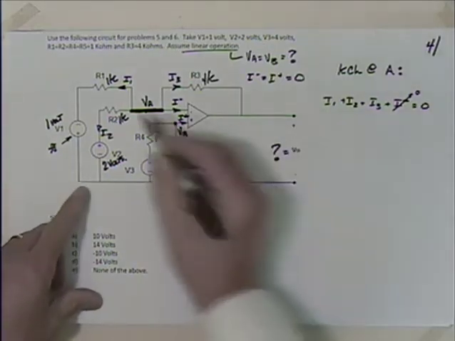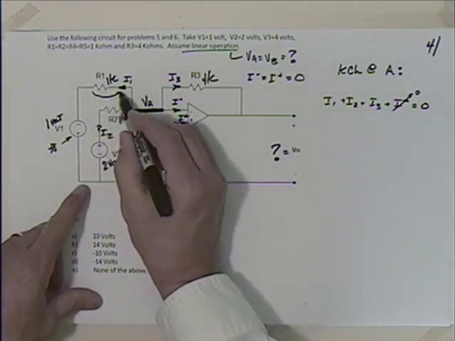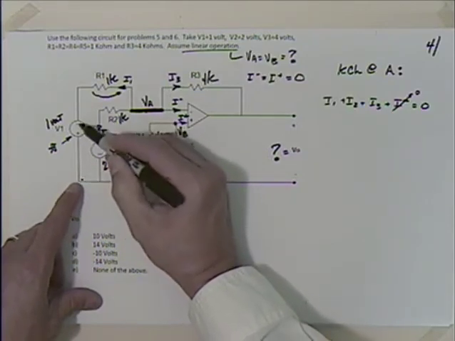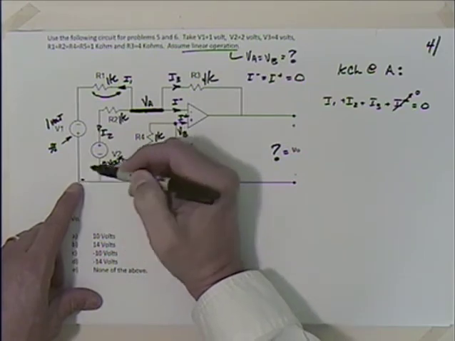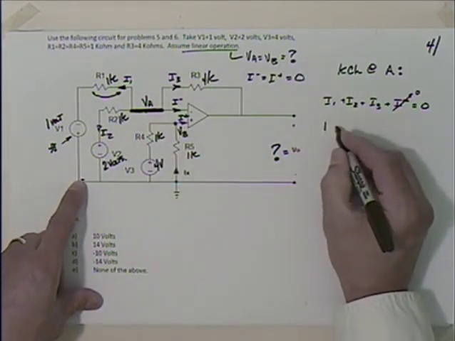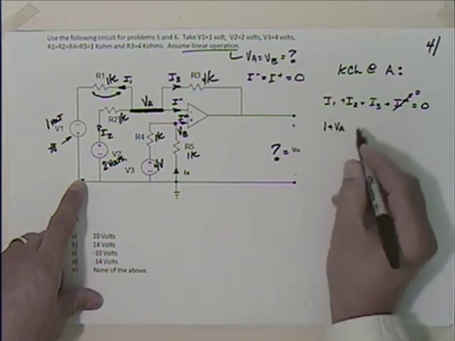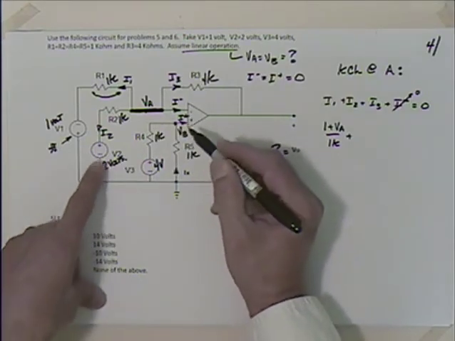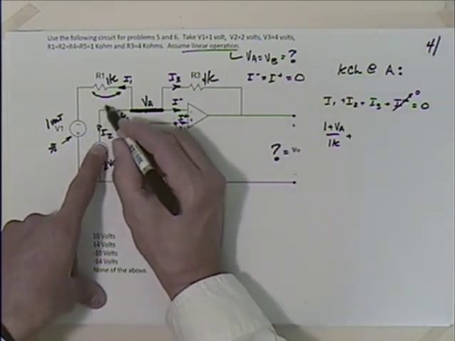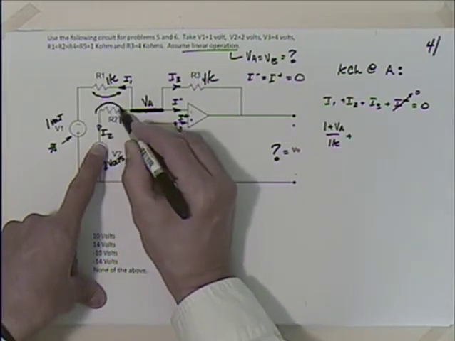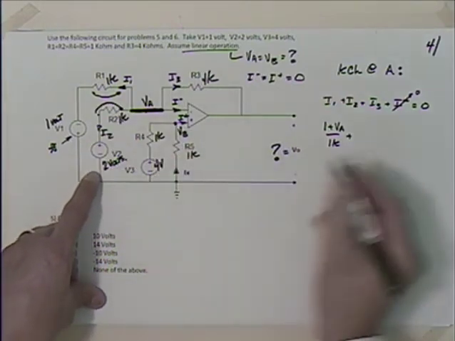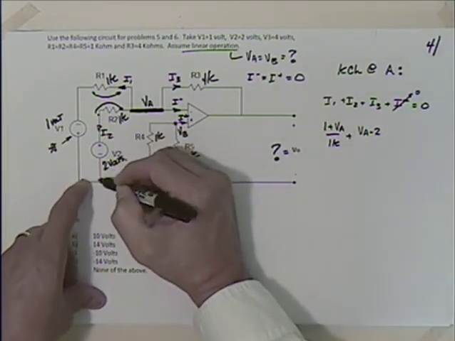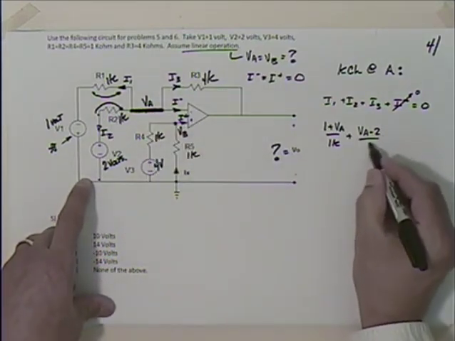So then I could talk about I1. I need to find the voltage like that. That's going to be from there to there, which we would normally say would be minus this source, but because of the polarity, I'm going from negative to positive, so that's a gain. So I'll have 1 volt plus VA, divided by 1K, plus I2. What's I2? I2 is going that way, so I need to find the voltage like this, which is going to be from there to there, that minus 2. So I'll have VA minus 2 over 1K.